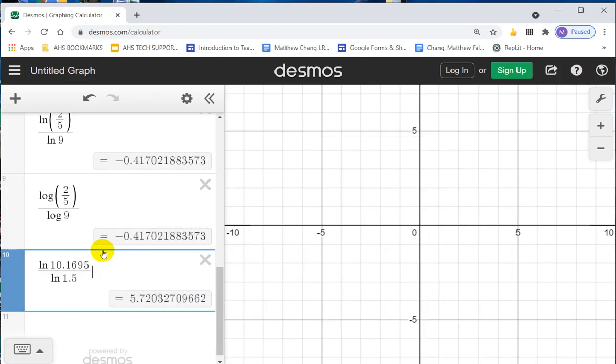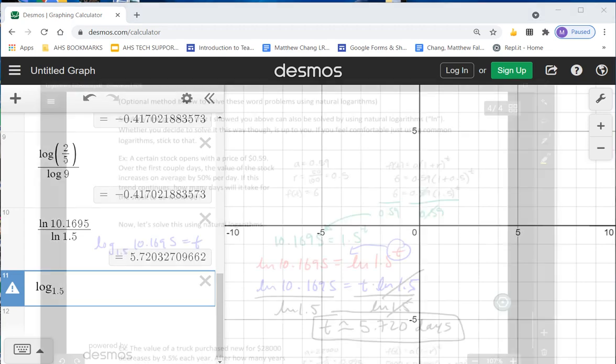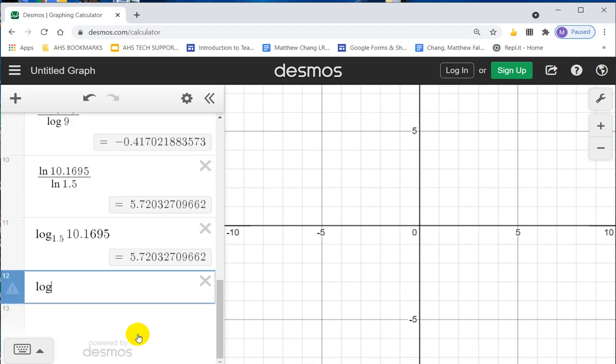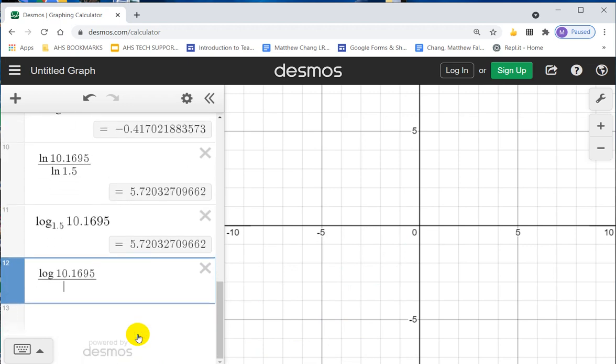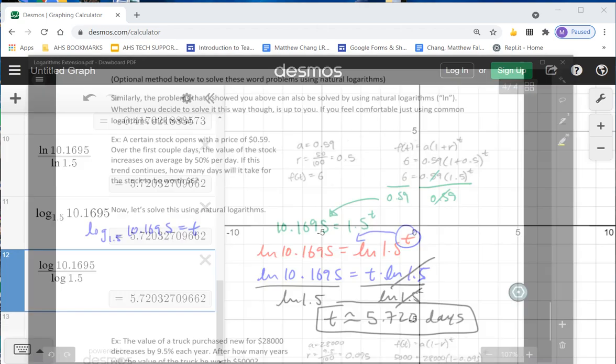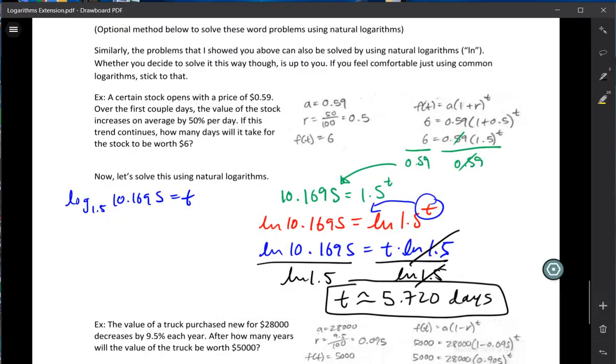Just do it that way. So if you have log base 1.5 of 10.1695, you can do that. Or even like this, log 10.1695 divided by log 1.5, that's fine. All these expressions will come out the same no matter which way you decide to evaluate it. Okay, so that's it for that problem.